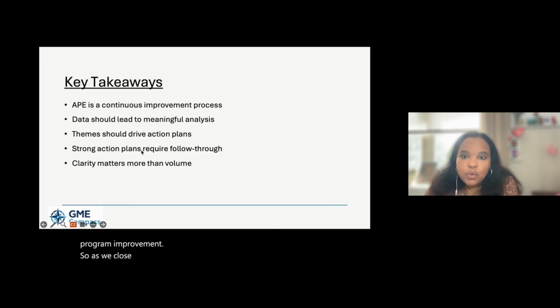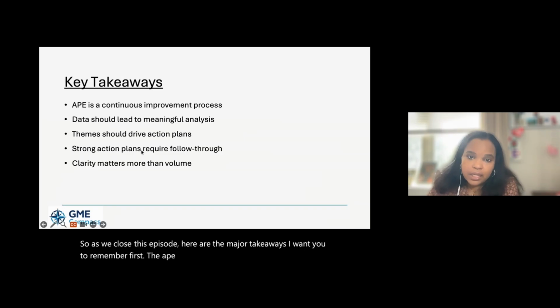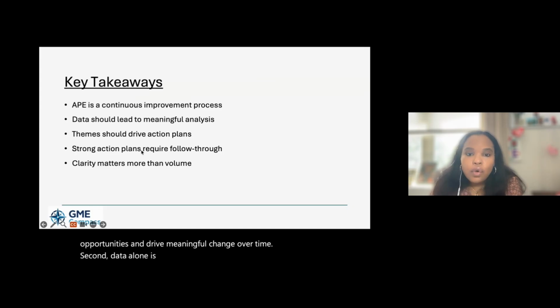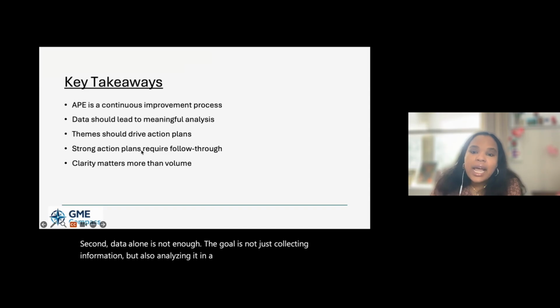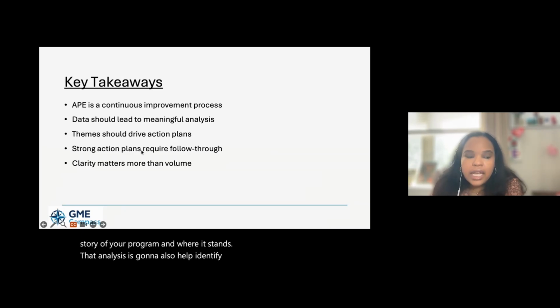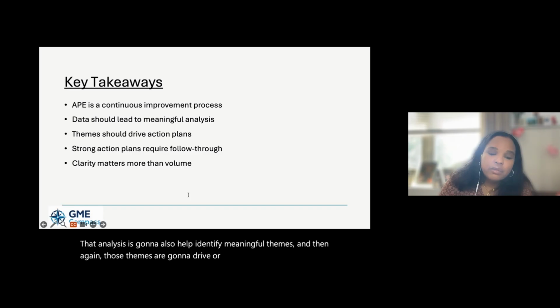So as we close this episode, here are the major takeaways I want you to remember. First, the APE is not simply an annual form or compliance exercise. It is a continuous improvement process designed to help programs elevate performance, identify opportunities, and drive meaningful change over time. Second, data alone is not enough. The goal is not just collecting information, but also analyzing it in a way that's going to help tell the story of your program and where it stands. That analysis is going to also help identify meaningful themes. And then again, those themes are going to guide your action plans.